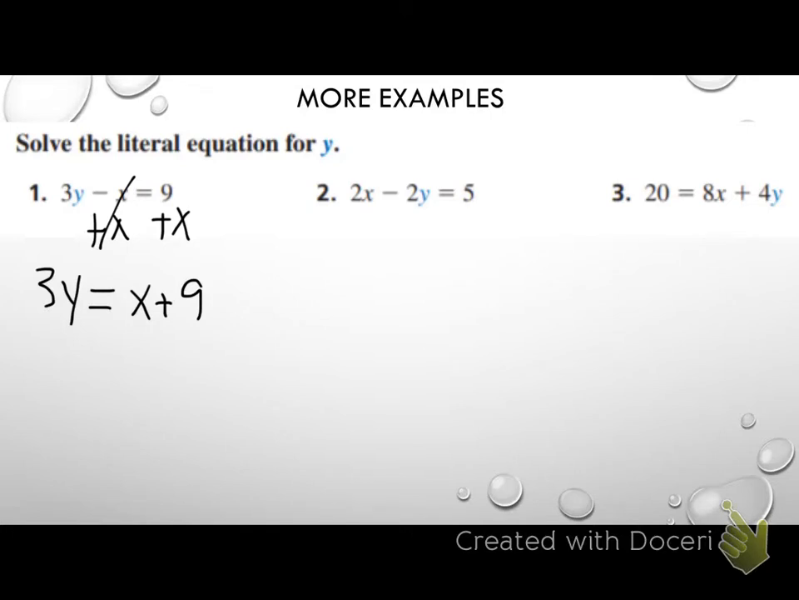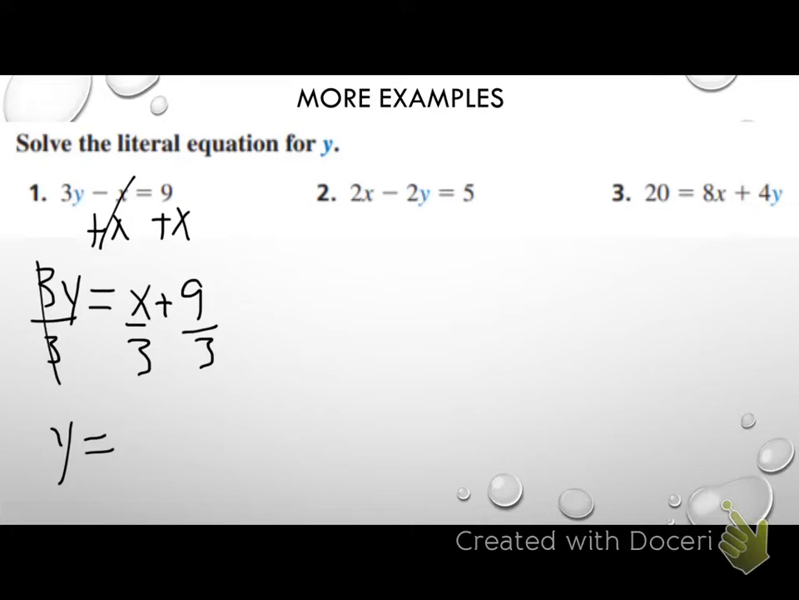Raise your hand if you can give me my next step. Divide by 3. Very good. Divide both sides by 3. On the right, what am I dividing by 3? Both 9 and x. Every term gets divided by that number.